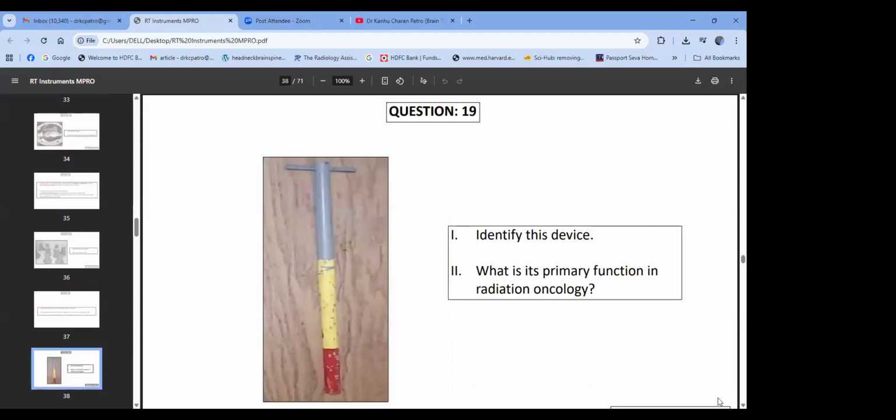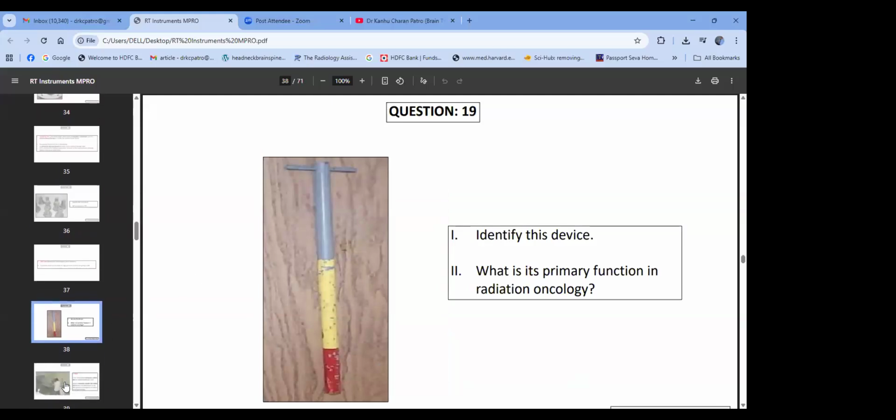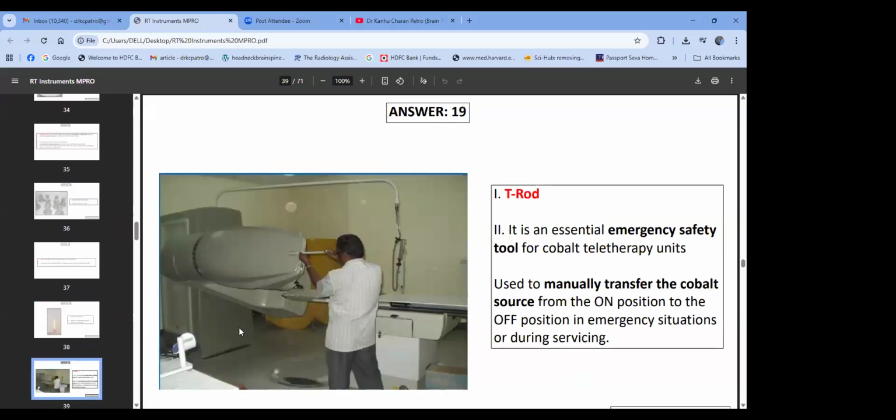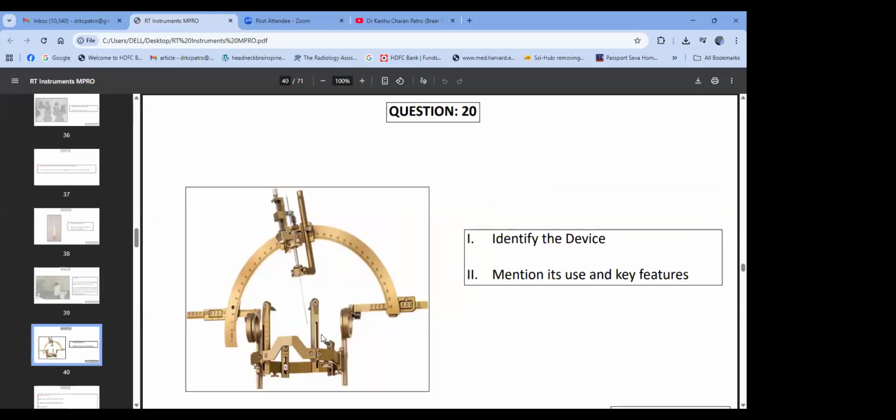Identify the device. So this is a T-rod. T-rod is an emergency safety device which is mainly used in cobalt teletherapy units. So if the source is stuck in on position, we will use the T-rod to move the source from on position to off position in emergency situations. Yeah. Right.